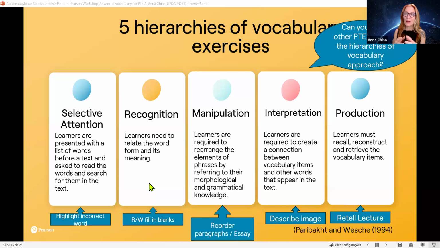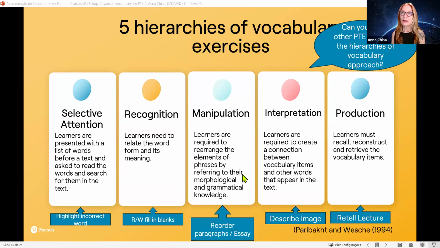So understanding the hierarchies of vocabulary exercises helps you define... today I'm going to develop a little bit of recognition and interpretation. So what tasks in PT need and use this skill, okay? Let me check the chat box here: essay writing. These are different tasks, but I'm trying to link what tasks in PT relate to selective attention, or recognition, or manipulation, for example.